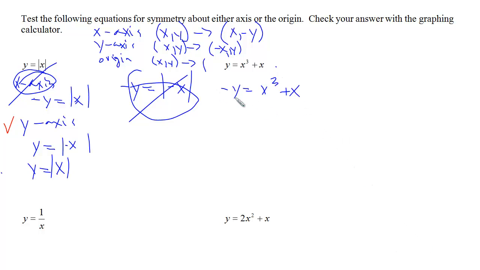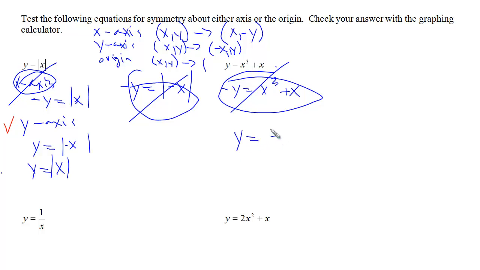And when we look at this, the sign of y has changed, and no matter what value you put in here, it's still not going to be equivalent, this negative y to the positive y. So this does not check. So it is not symmetric to the x-axis. How about the y-axis? Well, I'm going to plug in a negative x.